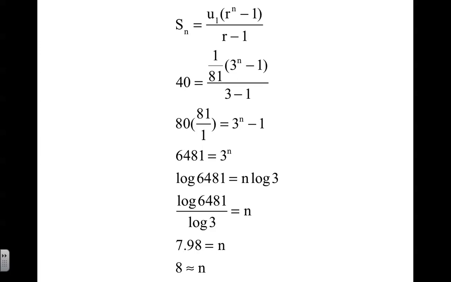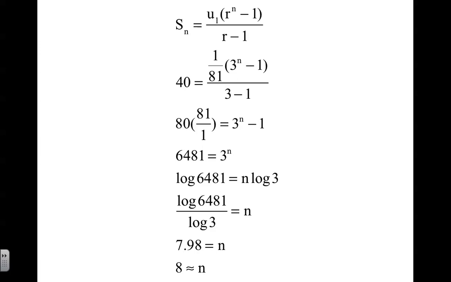So we can get 80 on the left side, and then we try to get rid of the 1/81 on the right side by multiplying both sides by 81. And then we're left with 3^n minus 1 on the right side, so we can add 1 to both sides. So we can get 6,481 equals 3 to the power of n.